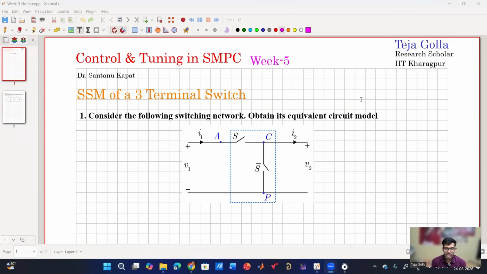So week 5 is about modeling and analysis techniques of switched mode power converters. We may not be solving more problems like the other weeks, but the objective is to learn the detailed process. That's why I have not considered many problems this session, but we'll be understanding the concept behind it, how we are going to get the equivalent circuit model, or how we do the state space averaging or the circuit averaging method.